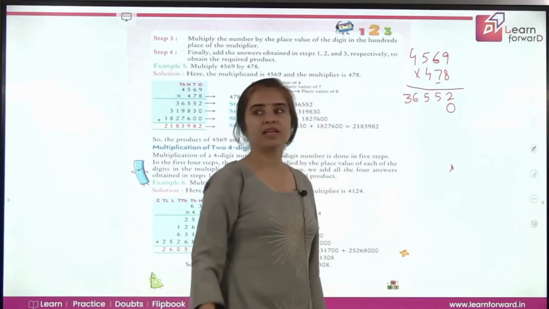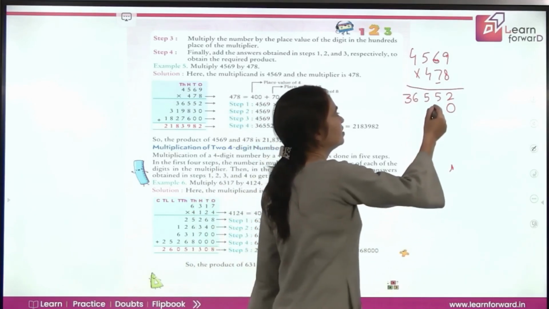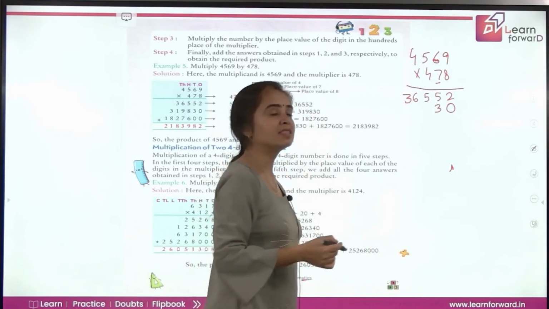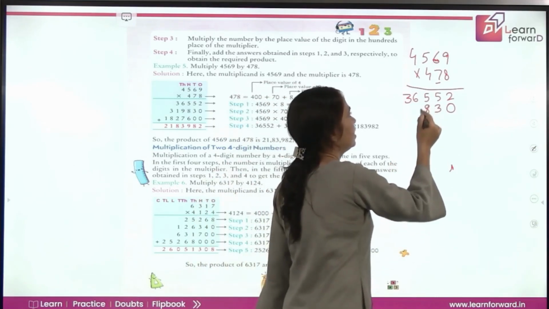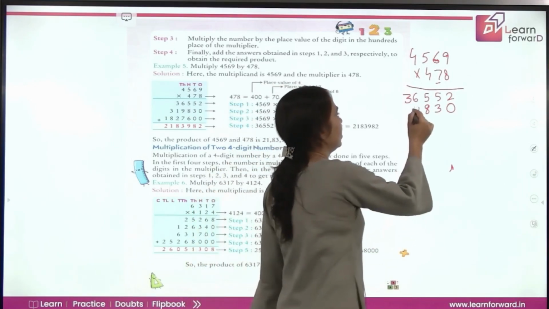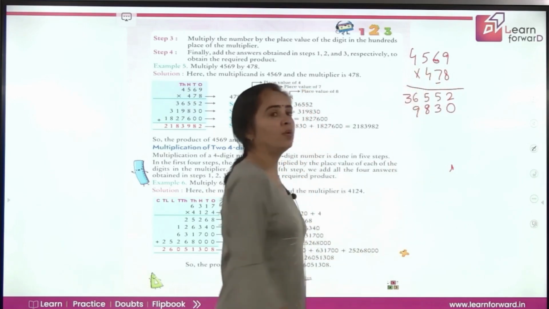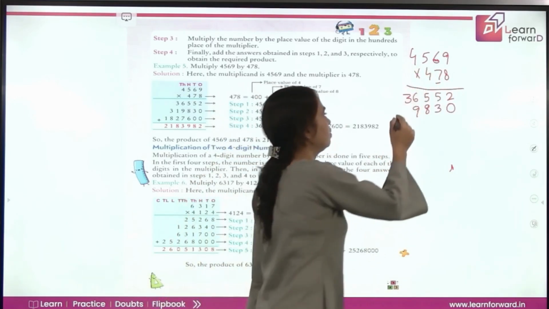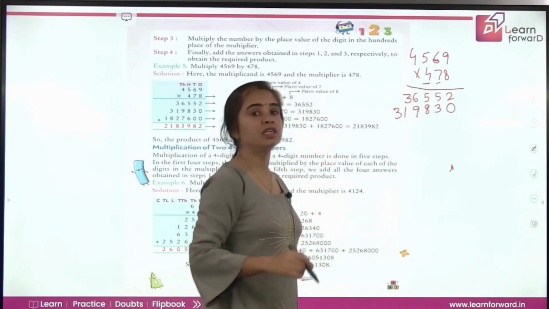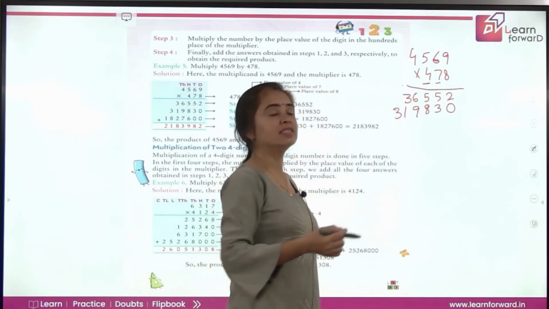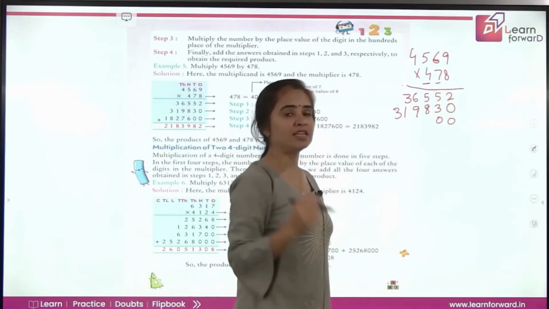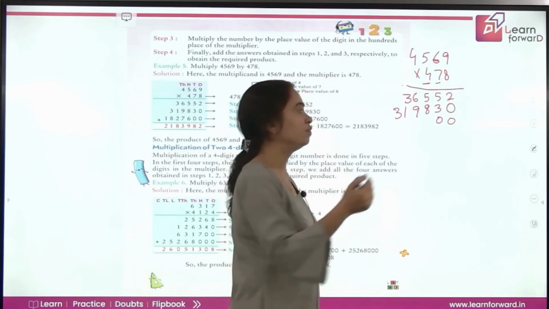Now, do multiplication by 7. 7 nines are 63. Carry 6. 7 sixes are 42 plus 6, 48. Carry 4. 7 fives are 35 plus 4, 39. 7 fours are 28 plus 3, 31. Now, when you have to multiply by the next digit, 4, you will be putting 2 zeros here. For the tens place, we put 1 zero. For the hundreds place, we put 2 zeros.